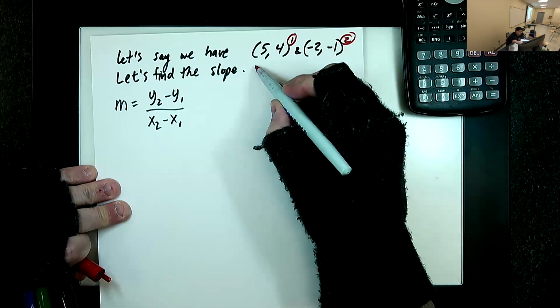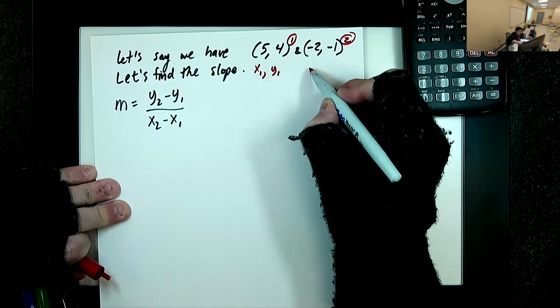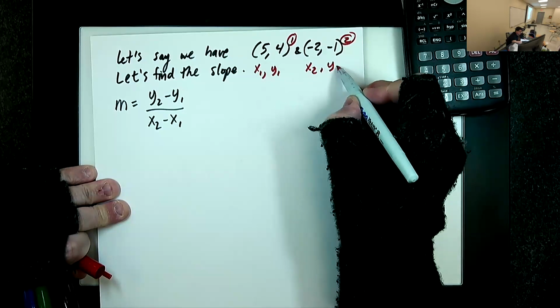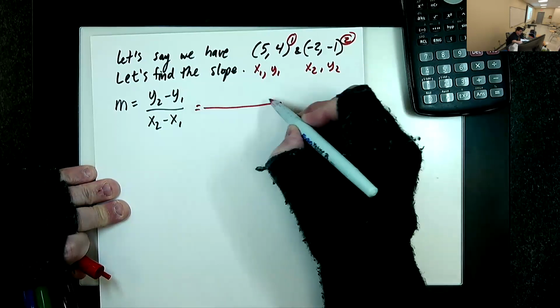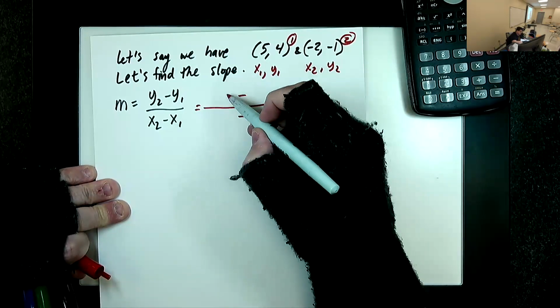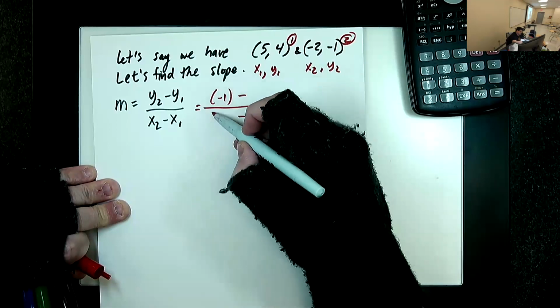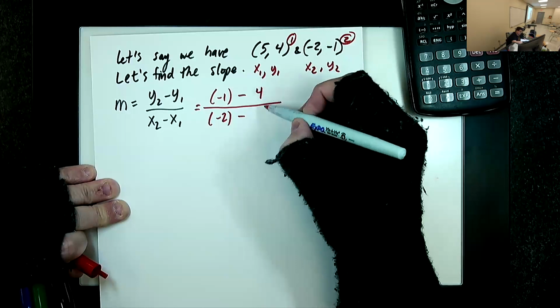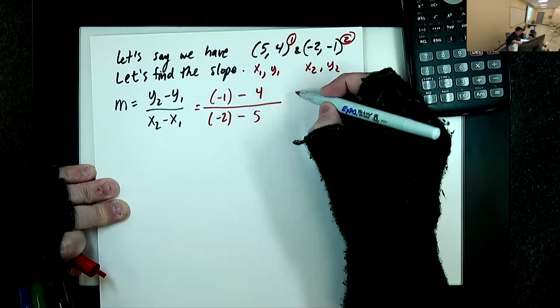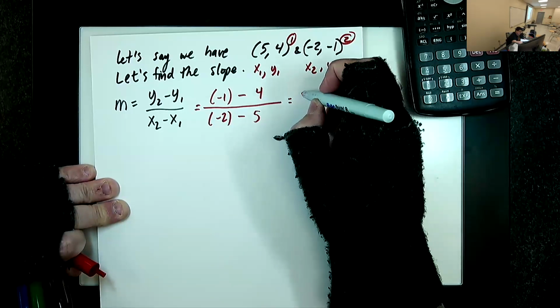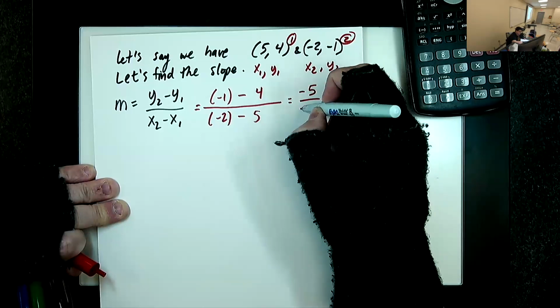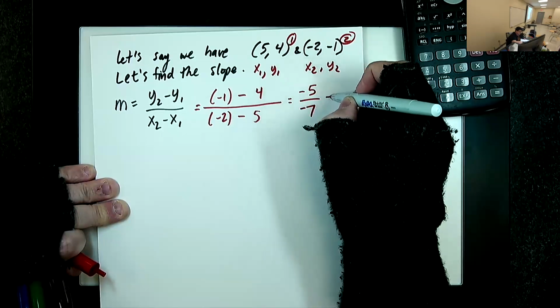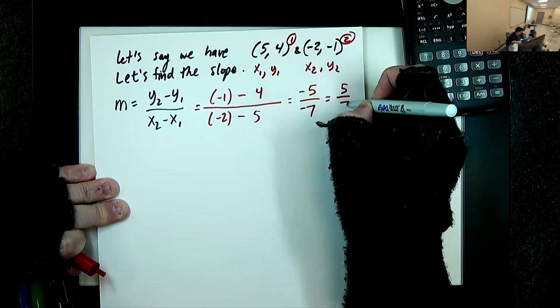So that's my x1, y1. That's my x2, y2. So I will have -1 on top there, and -2 on bottom there. And I'll have 4 on top here and 5 on bottom here. I get -5 over -7, which simplifies to 5 over 7. We cancel out the negatives.